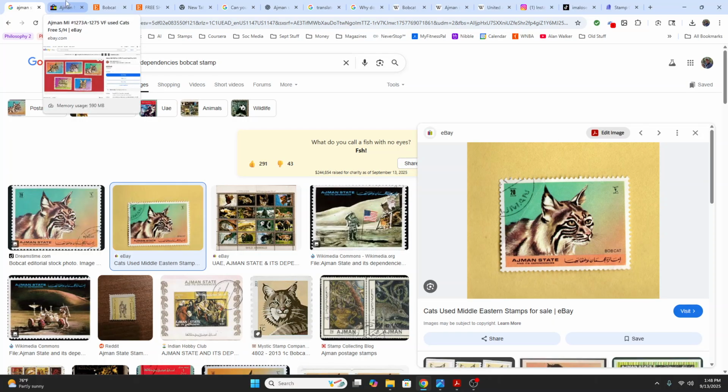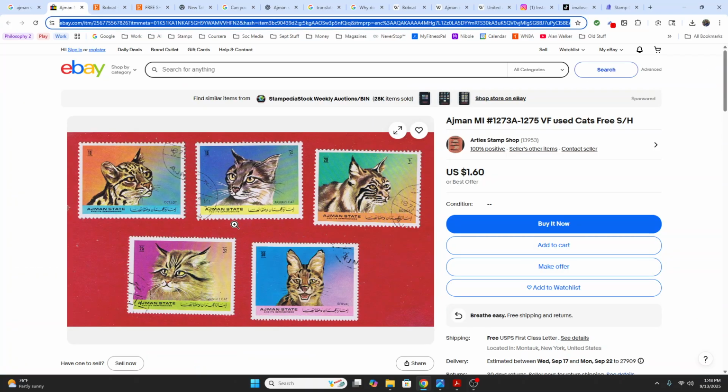So when I end up clicking on this one for eBay, it takes me there. And as you can see, this stamp is part of a collection. There's 4 other stamps in the series. And someone is selling it for less than $2. So that means it's a common stamp. As pretty as it is, it's not expensive. You could get this stamp just by doing like I did. Google it, then go to eBay, boom, you've got it.